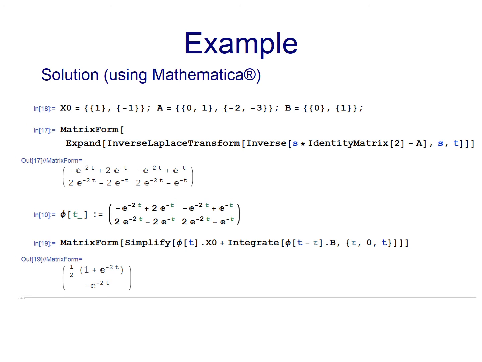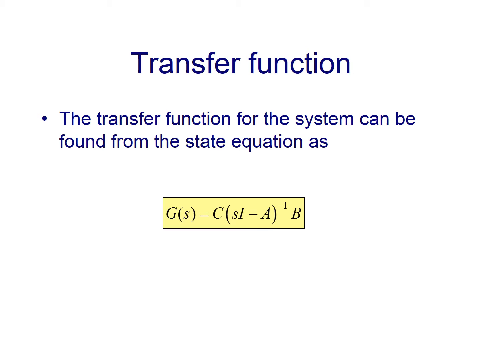Okay. Well, now anyway, if we have a state equation, it is possible to find the transfer function. Okay, and transfer function can be obtained using g of s equals c times the inverse matrix of si minus a times b. A very important idea here is that g of s is always a quotient of polynomials, right?